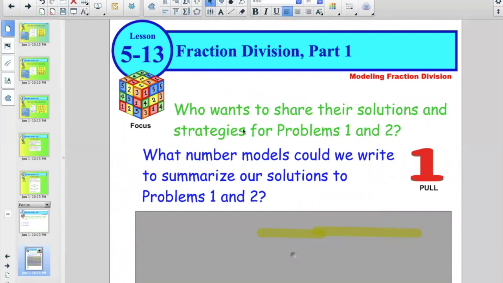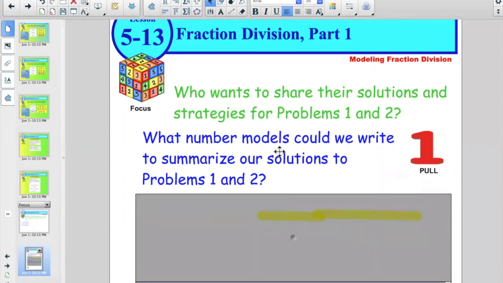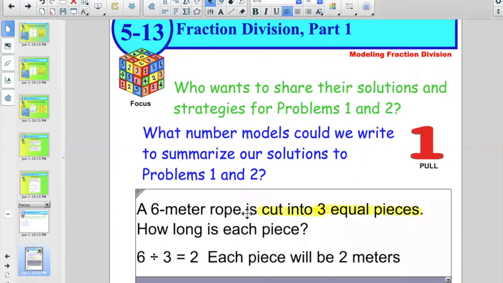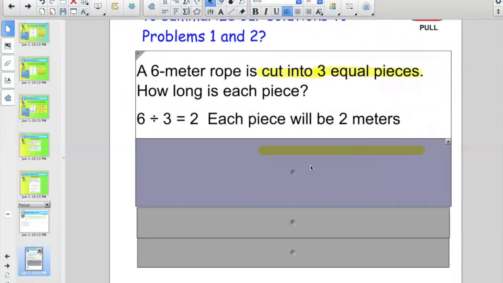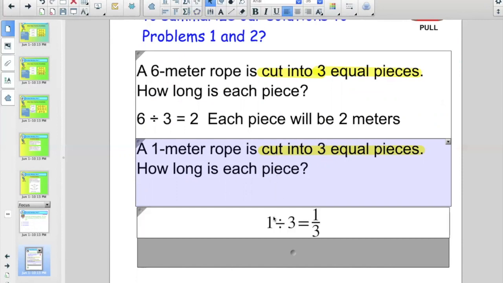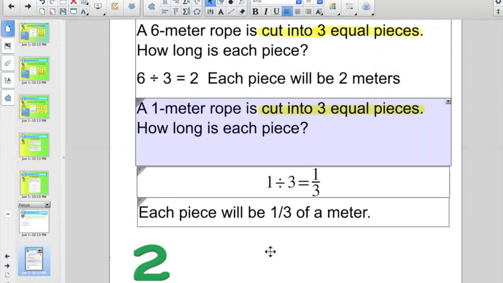Okay, let's talk about some solutions and strategies for problems 1 and 2. Well, what number models could we write that would summarize our solutions to problems 1 and 2? For number 1, we had a 6-meter rope that was cut into 3 equal pieces. How long is each piece? Well, 6 divided by 3 equals 2, so each piece will be 2 meters. Here's number 2. A 1-meter rope cut into 3 equal pieces. How long is each piece? Well, that's 1 divided by 3, which equals 1/3, so each piece will be 1/3 of a meter.